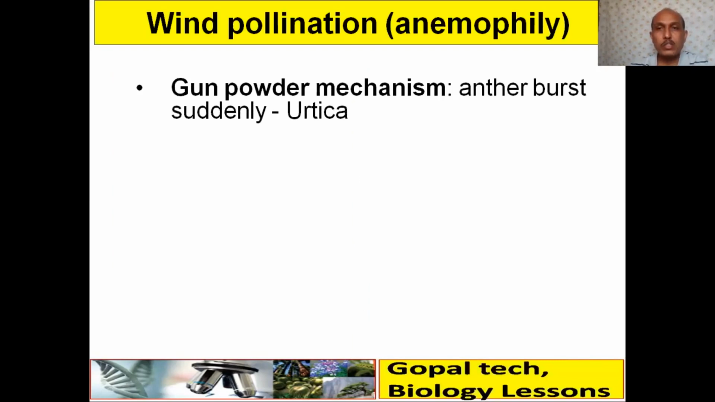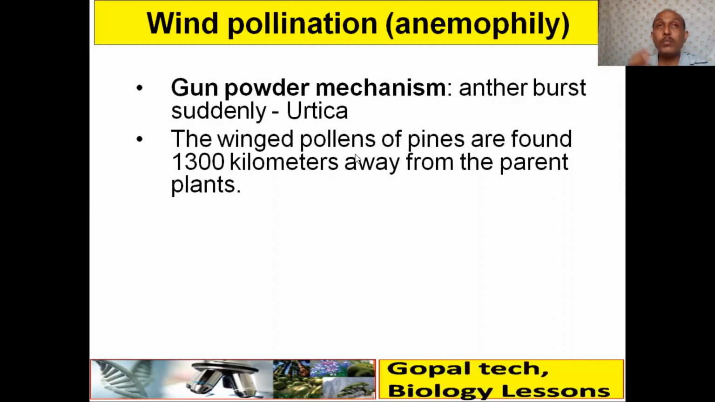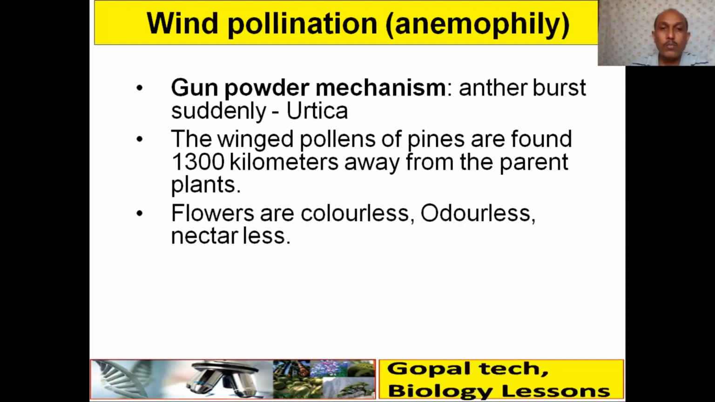Gunpowder mechanism is also shown by Eurotica, that is, anthers burst suddenly, so the pollen grains spread in the air. So the winged pollen grains are also produced like pines, and they flow around 1300 kilometers away from the parent plant. Flowers here are generally colorless, odorless, nectarless, क्योंकि wind है.